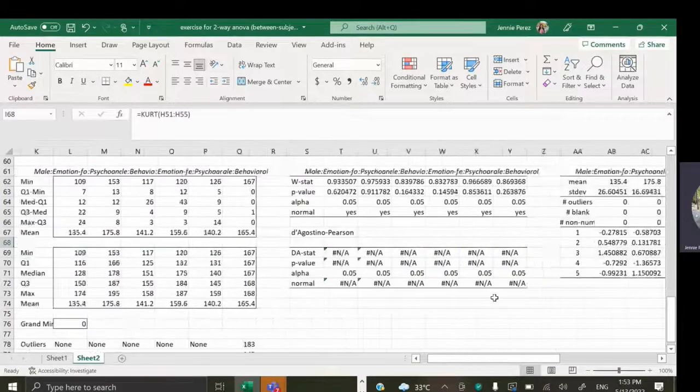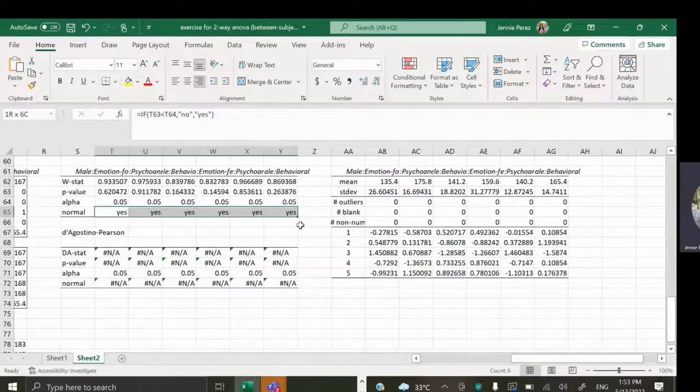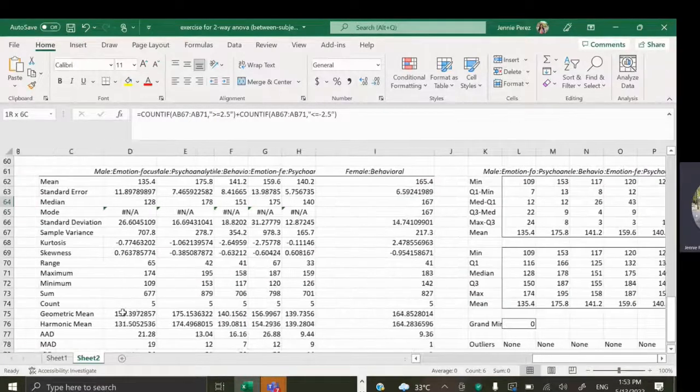But if we will look at the Shapiro-Wilk, the Shapiro-Wilk says that all 6 groups, all 6 cells have normal distribution. And are there outliers? It says that there are no outliers in these cells. So we're able to check the normality assumption, and there are no outliers.